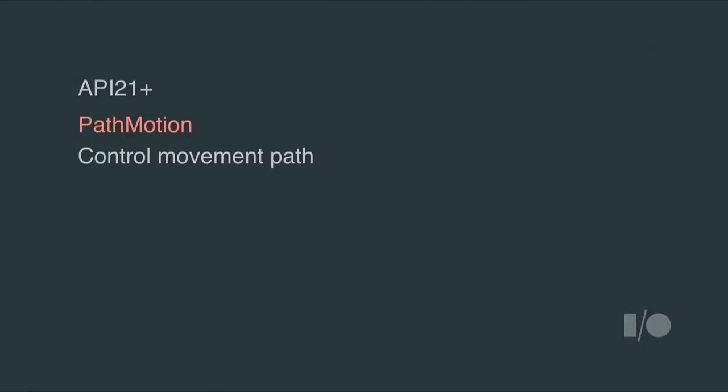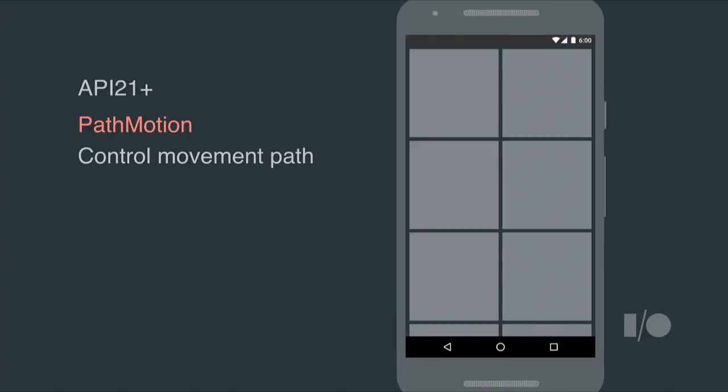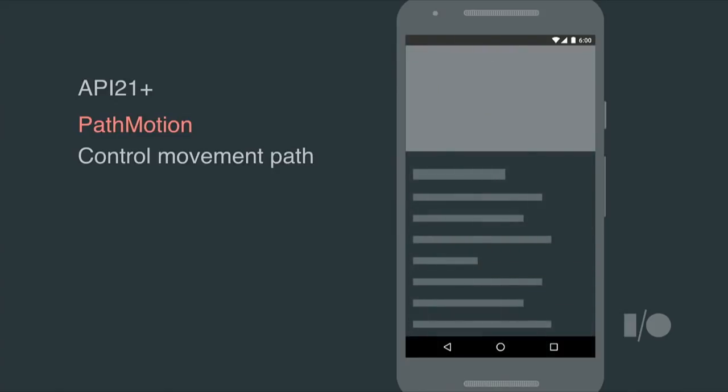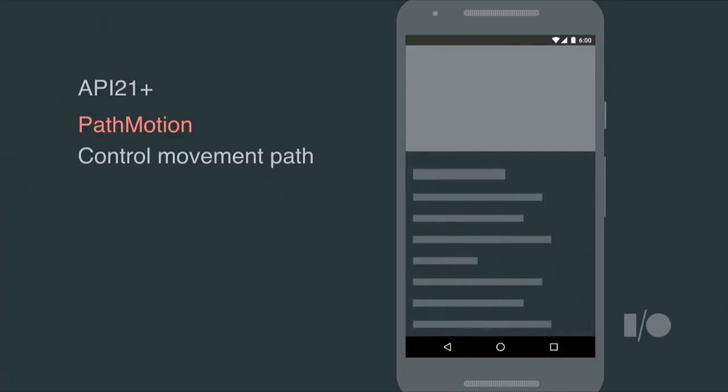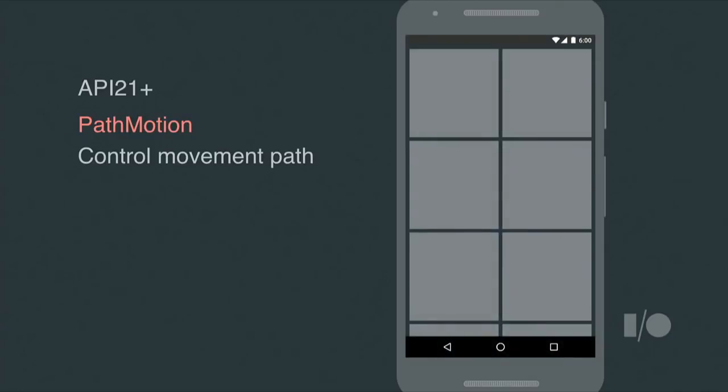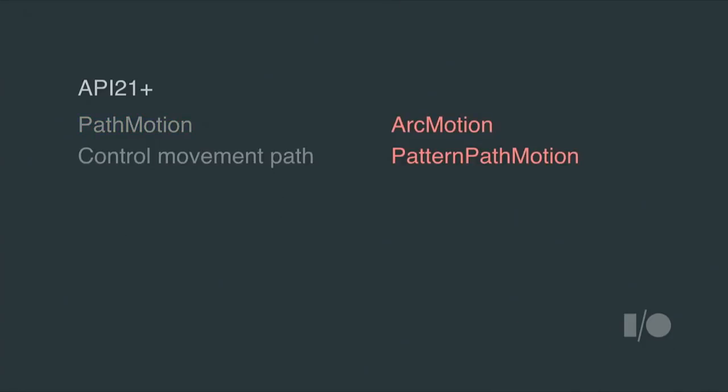The transitions object itself got some upgrades in 21. So firstly, it got this thing called path motion, which basically allows you to control the movement along a path. So here, for example, we're looking at a transition, which is a shared element, and we can control the path that it follows when it moves from one state to the other. Don't actually do this kind of horrible, loopy thing. This is exaggerated for effect. Please don't do that. The classes you'll probably want to look at when controlling the path are called arc motion and pattern path motion, and we'll return to those later.